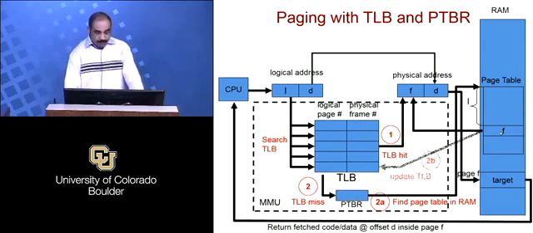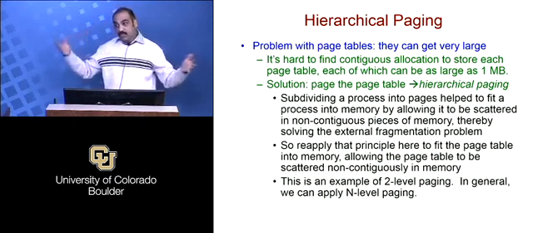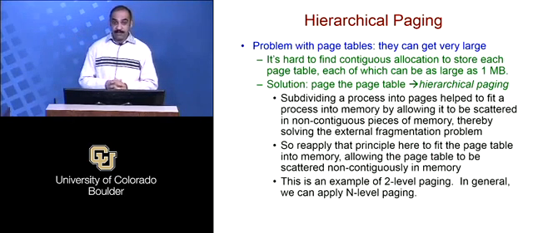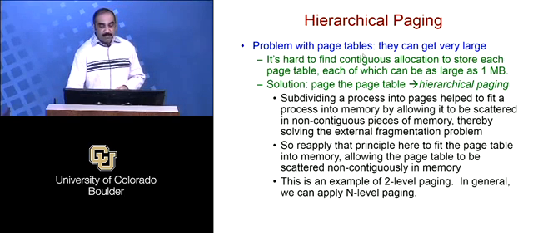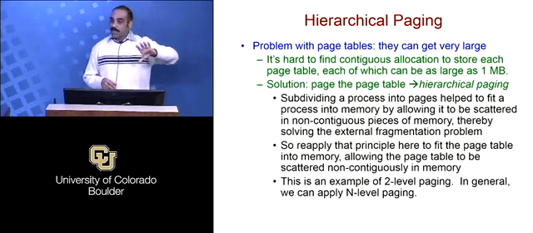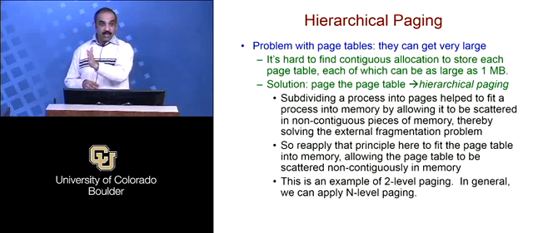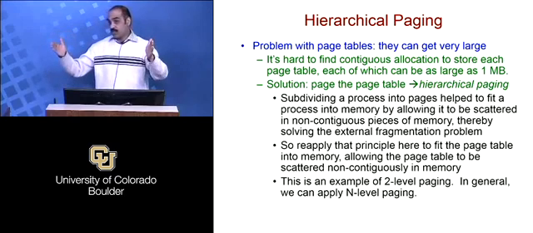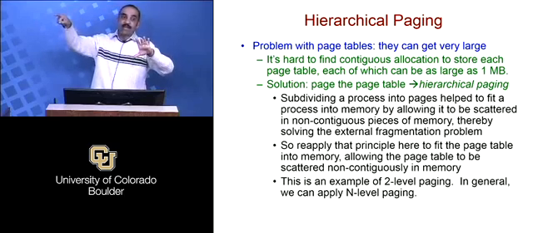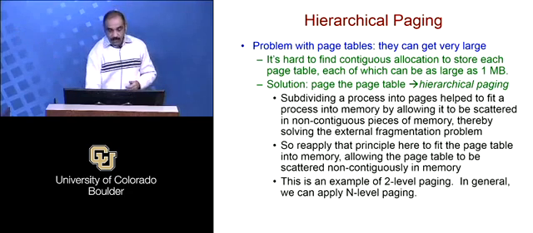Now, if your page table is large, and if you are running lots of processes, then these page tables can end up occupying lots of memory themselves. So the next step is what is called hierarchical paging. Instead of maintaining a single page table, which gives you a direct translation from page number to frame number, you can make a two-level page table. The first page table provides an index to a next page table, and that next page table gives you the actual translation of the page number to the frame number.